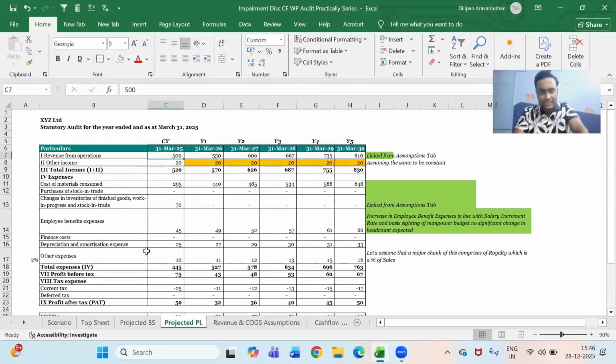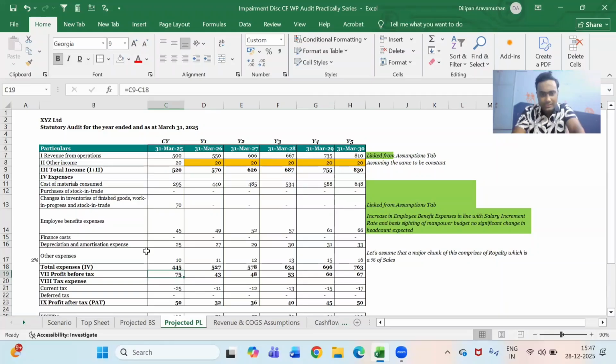So in the P&L, basically there is revenue from operations, other income, and my cost of materials consumed. Stock in trade purchase is 0. Then my changes in inventory is there. Employee benefit expense is there. Finance cost is 0 because, as we had already discussed, the entity does not have any borrowings and no right of use asset and no lease liability as well. Then depreciation and amortization expenses again 25 crores. Other expenses are 10 crores.